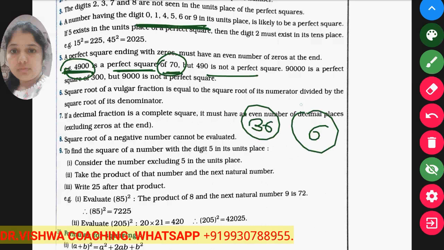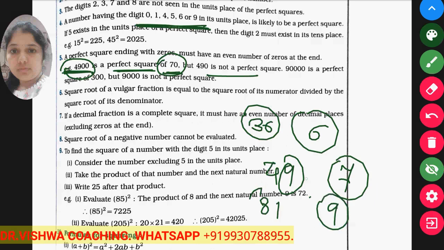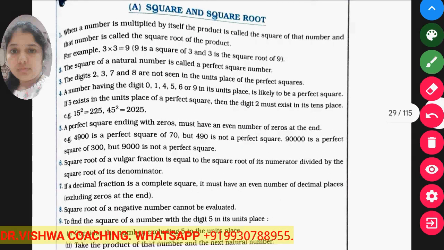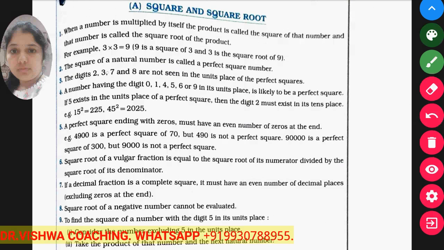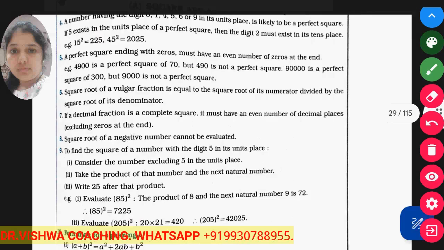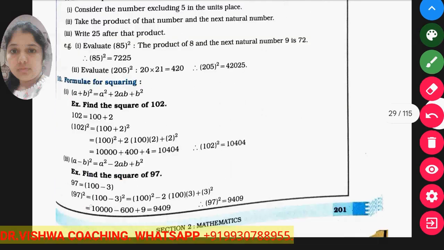36 is the square of 6. 49, with 9 at the unit place, is the square of 7. 81 is the square of 9. So these are perfect squares. You will get the answer in fraction or in decimal when the digits 2, 3, 7, 8 are at the unit place.